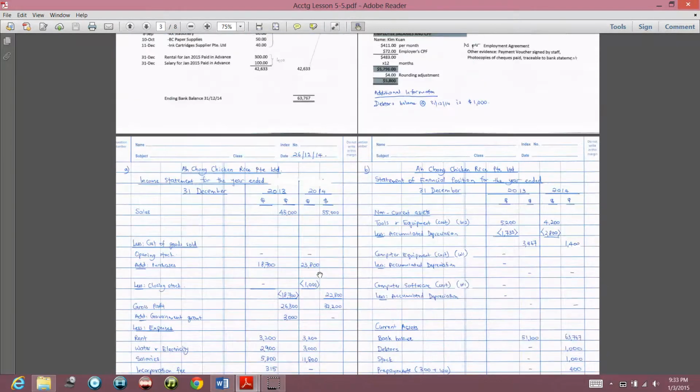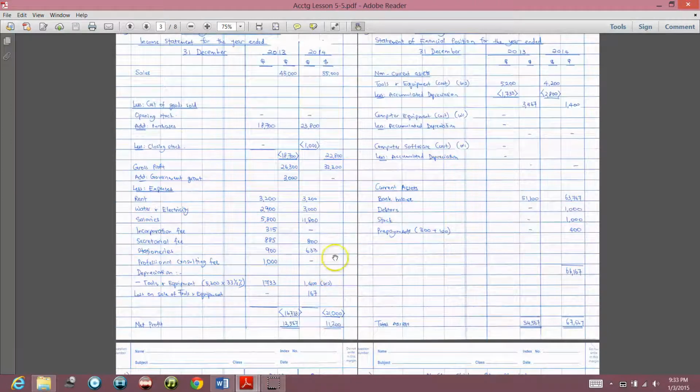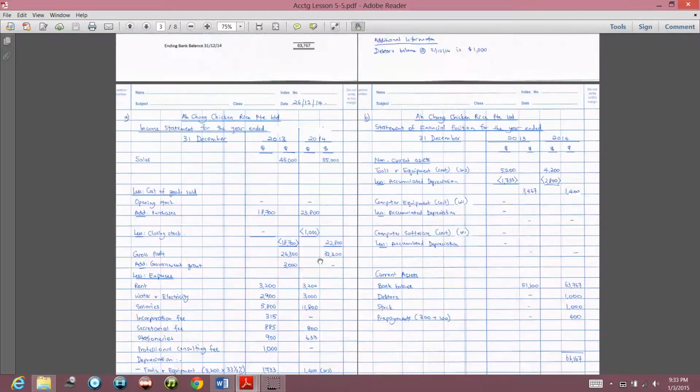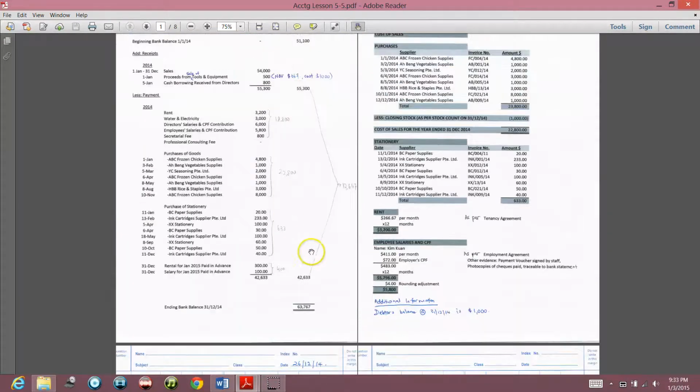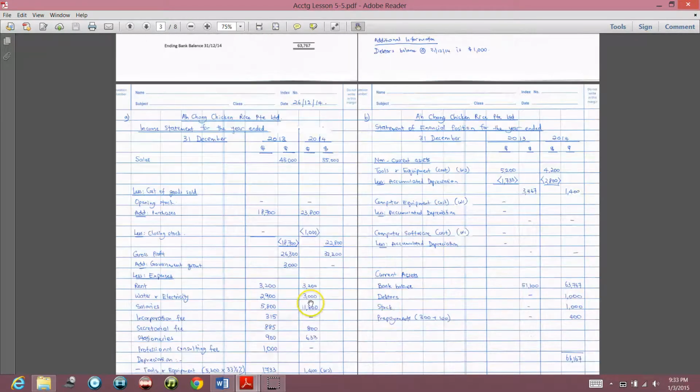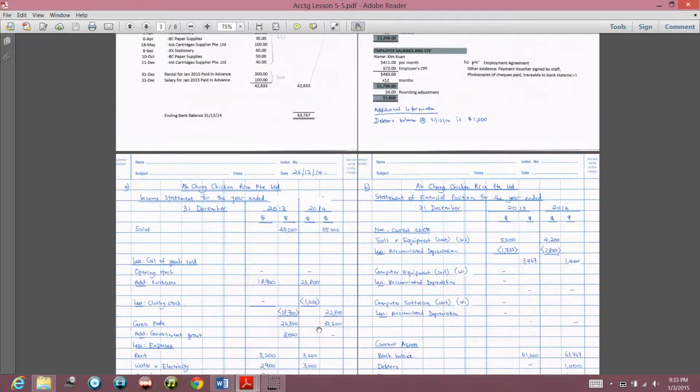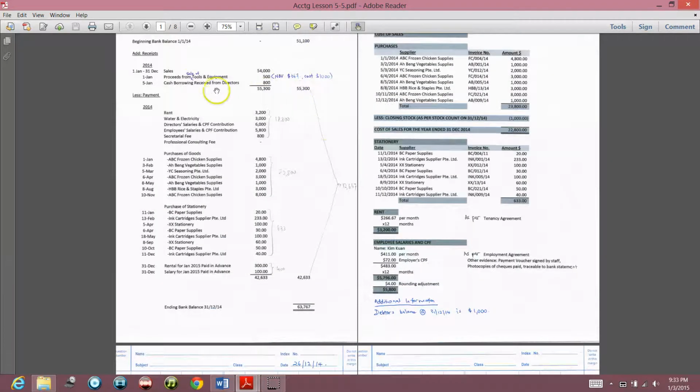Then all these expenses, until professional consulting fee, basically I just copy: rent, professional consulting fees. So all these expenses are actually being copied and put here. So that is easy. Okay, now what does it say here?